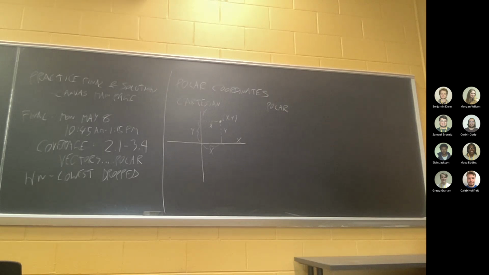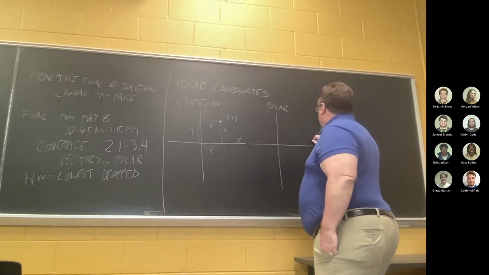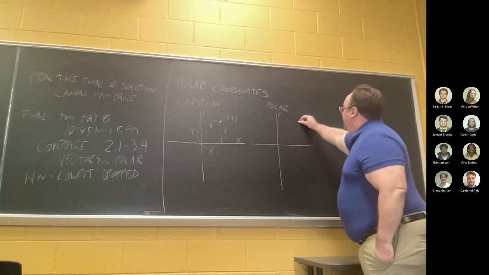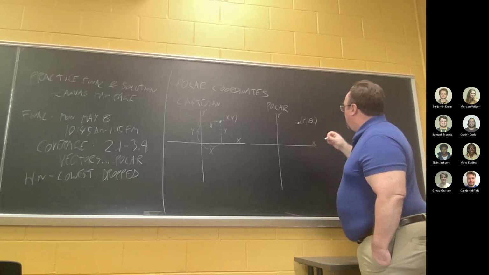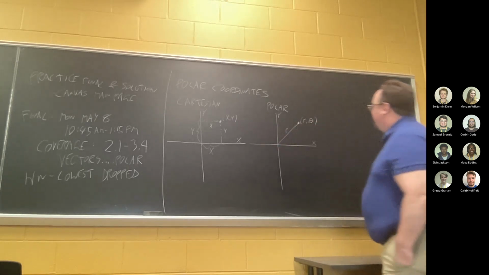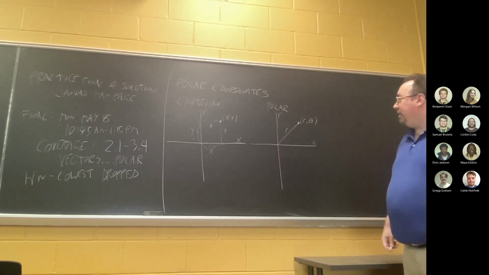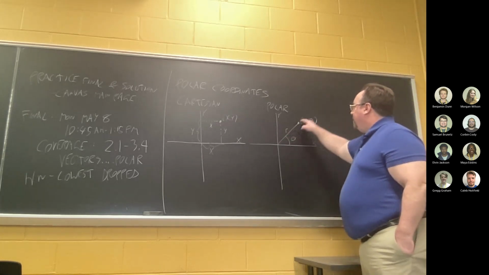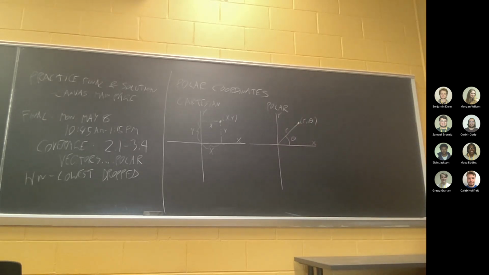By contrast, with polar coordinates, we're still working in the same XY plane, but we're identifying points differently. These values are the coordinates R and theta. So R is the distance from the origin to the point, using the distance formula. And then theta is the angle that the segment between the origin and your point makes with the positive x-axis.